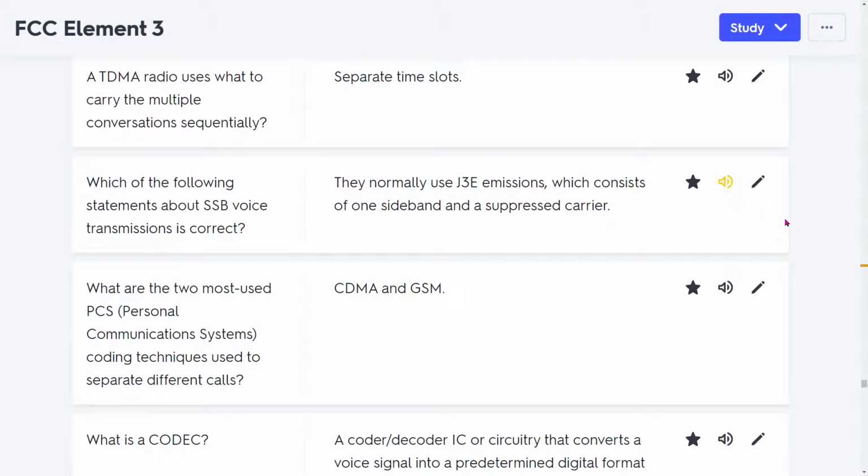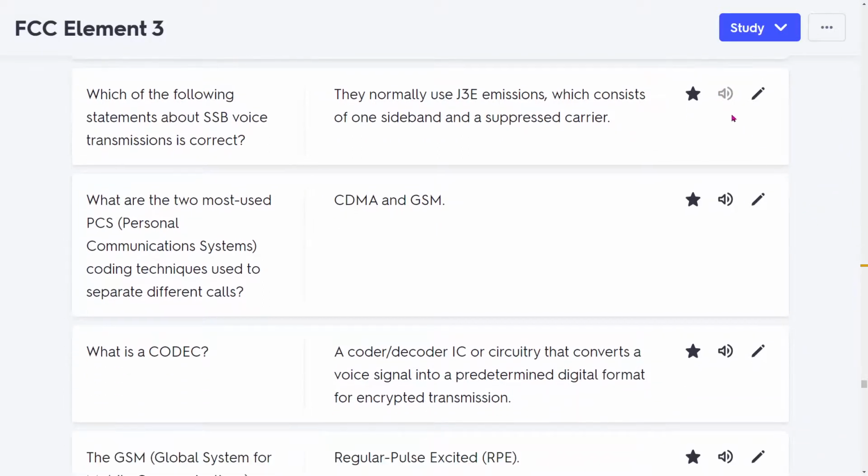Which of the following statements about SSB voice transmissions is correct? They normally use J3 emissions, which consists of one sideband and a suppressed carrier.